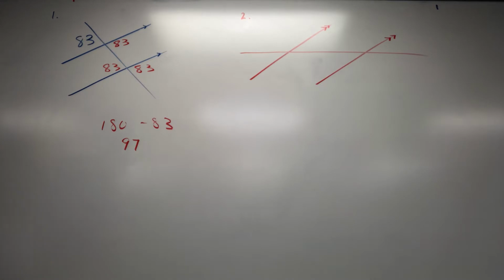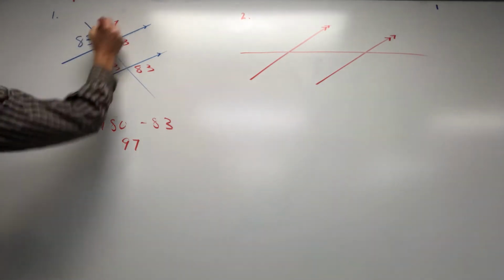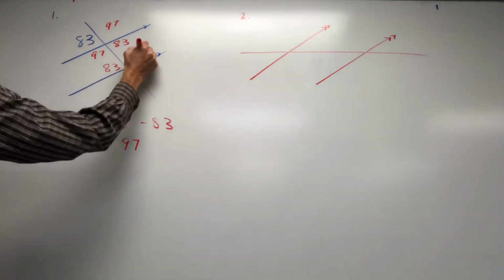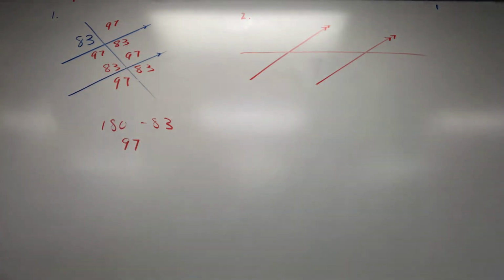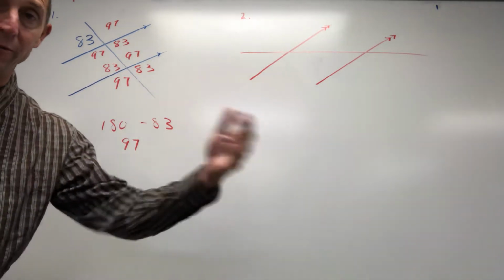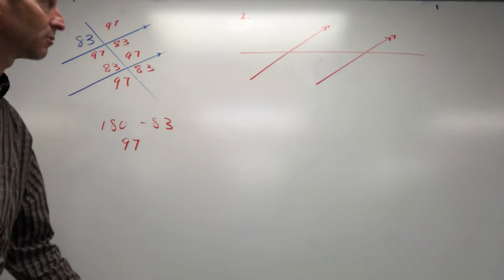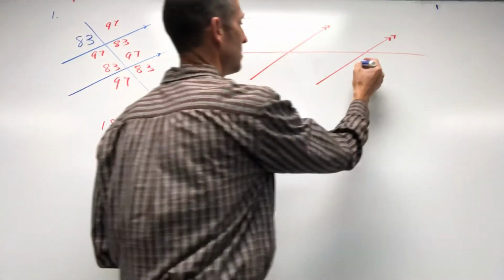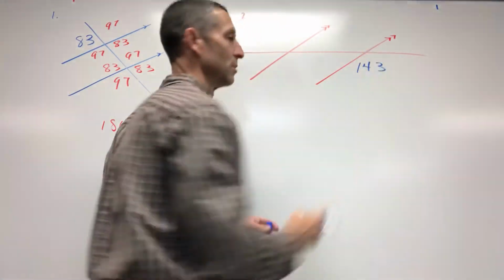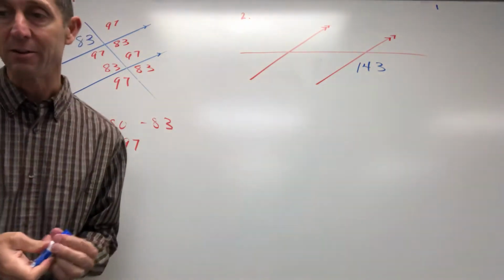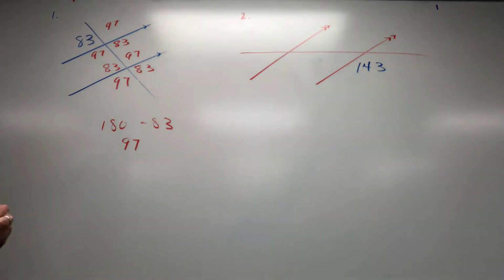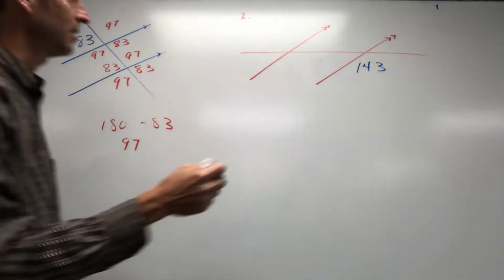And then you've got the rest of your angles. This is 97, 97, that's 97, and that's 97. So I give you one angle, you find all the rest of them. Like over here, I can tell you this angle is 143. So if I have this angle as 143, can you find the rest of them? You're like, yeah, I can do this.